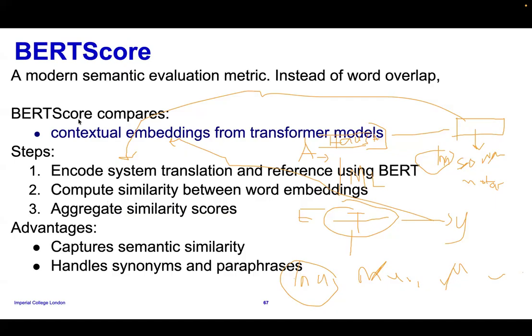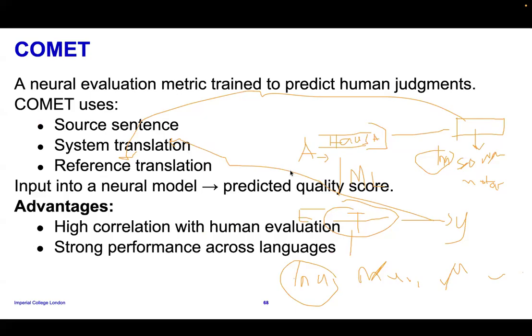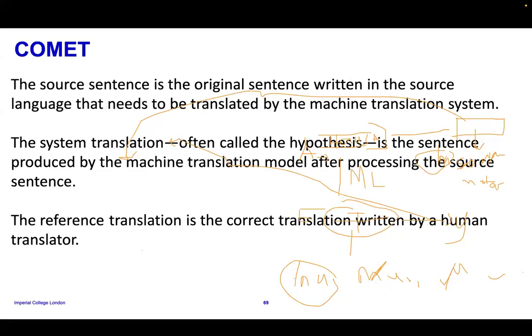So you can see here, contextual BERTScore compares contextual embeddings from a transformer encoder, encoding the system translation and the reference using BERT, computing similarity and aggregating the similarity score. Its advantage is that it handles synonyms and paraphrases. So it can handle even sentences like "Muradi" and "Inaso", which are just synonyms. If we use BERTScore, it will consider "Inaso" and "Muradi" the same, and it can say, okay, these sentences are correct. COMET also does something similar, it is a neural evaluation. So this is also basically the same.